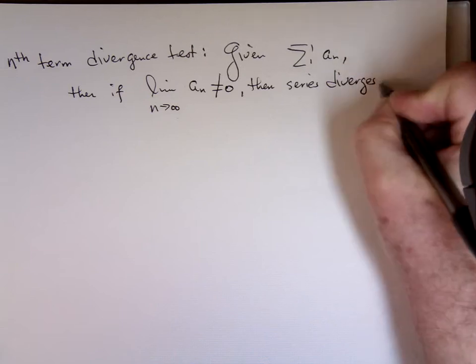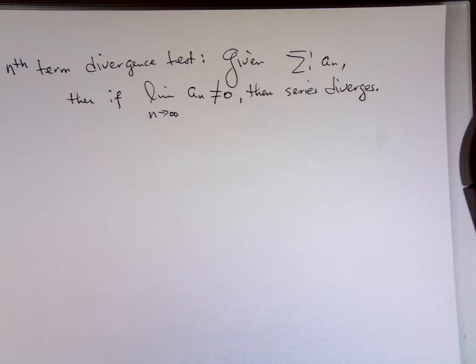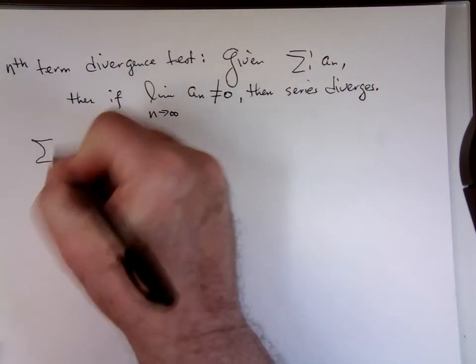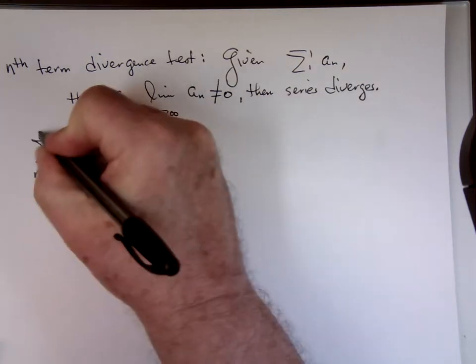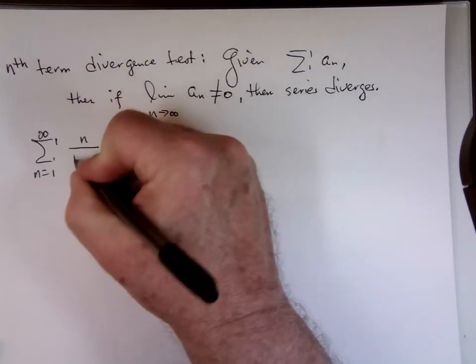Very important test. But it's easy to get messed up on it. Here's what it says. If you have a series, here, let's take a series. Let's take something like this. Here's a series.